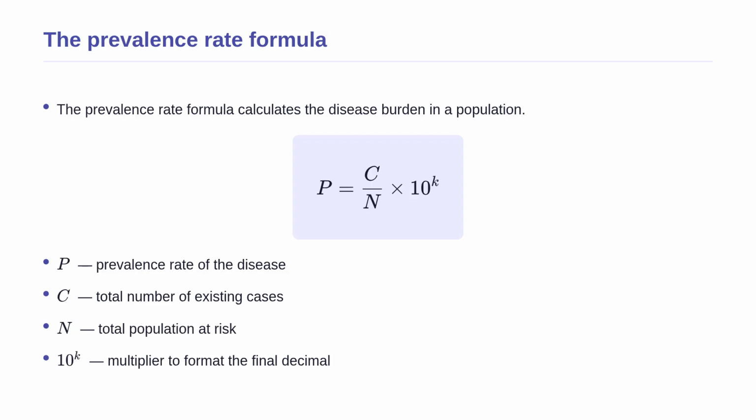Finally, 10 to the power of k is a multiplier, like 100 or 1,000, used to make the final decimal easier to read. If the number of cases increases while the population stays the same, the prevalence will increase.